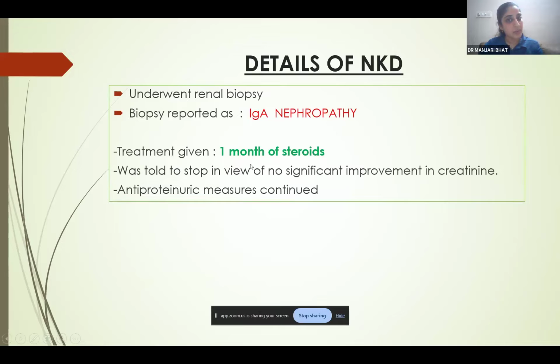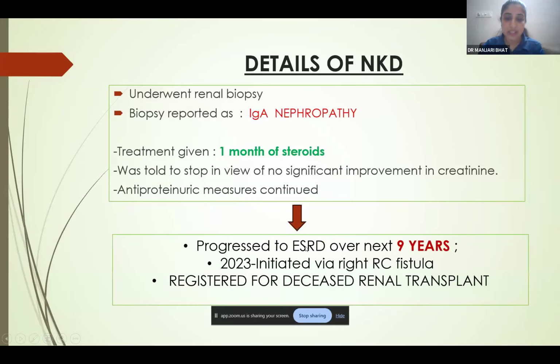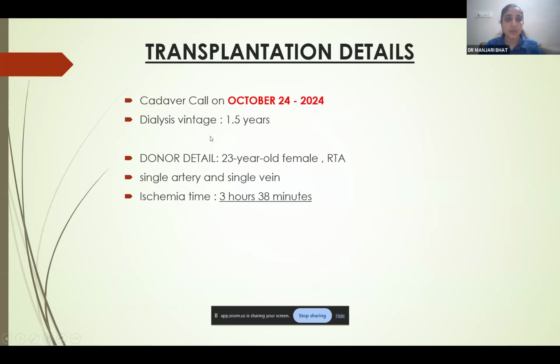However, in spite of receiving 1 month of steroids, there was no significant improvement in the creatinine. Hence, he was continued on antiproteinuric measures. 9 years later, he progressed to end-stage renal disease and he was initiated on hemodialysis via a right RC-AV fistula. Later on, he registered for a deceased renal transplant. After being on dialysis for about 1.5 years, he received a cadaver call on October 24, 2024 and underwent a transplantation. The donor was a 23-year-old female. It was a single vessel anastomosis with an ischemia time of 3 hours 38 minutes.